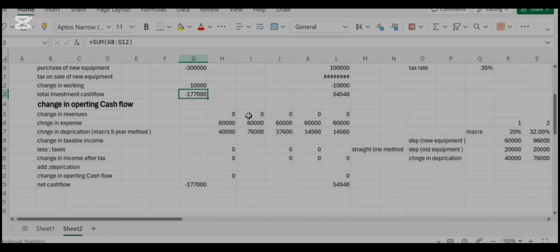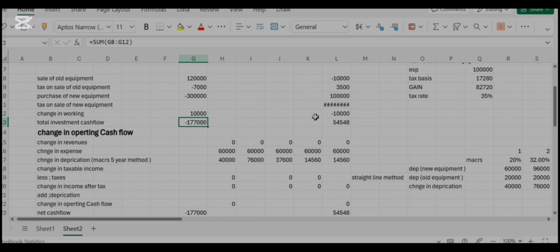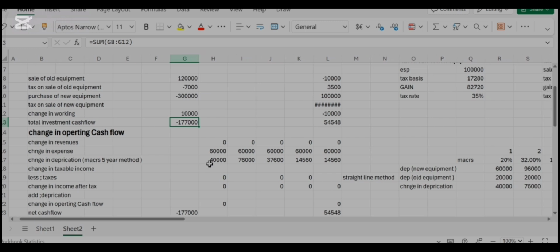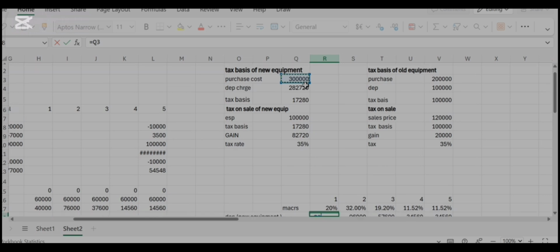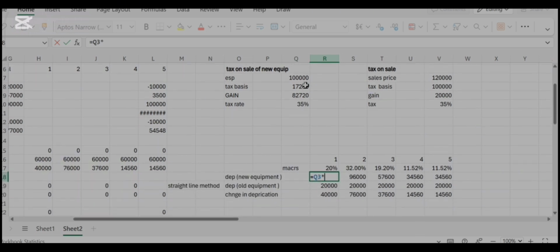The change in expense is 0 in all the years, but the expense is plus 60,000 because we purchase new equipment. So our expense is less in 5 years. So we can calculate the depreciation method. We calculate the new equipment with the MACRS percentage method of 5 years. So there is a formula of the MACRS method. We multiply the purchase value with 20%, that is the year's depreciation percentage.